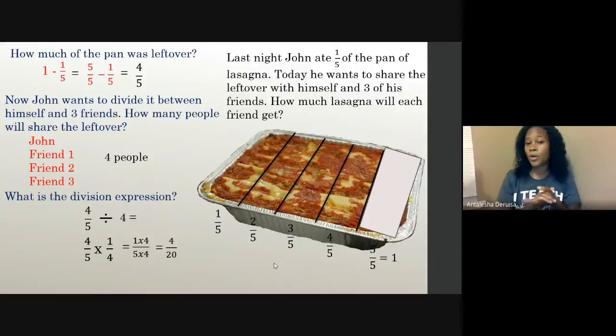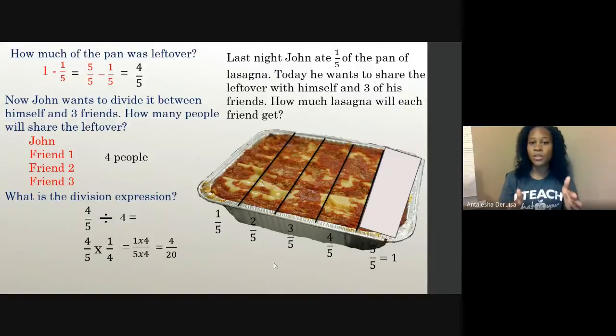So we know, based on what we just got using math or using an equivalent expression, that each person should receive 4/20 of the pan of lasagna. So what does that look like in a model? If we look at this original pan of lasagna, we can see that 4/5 is represented. The pan was divided into fifths. We took away the 1/5. Now we have 4/5 left over.